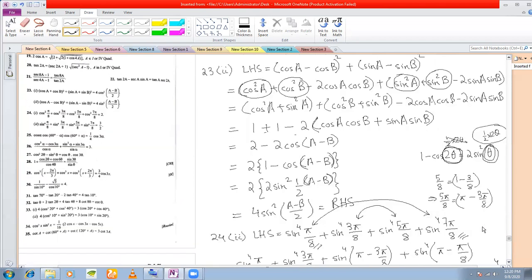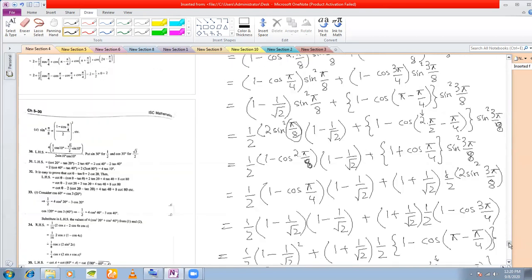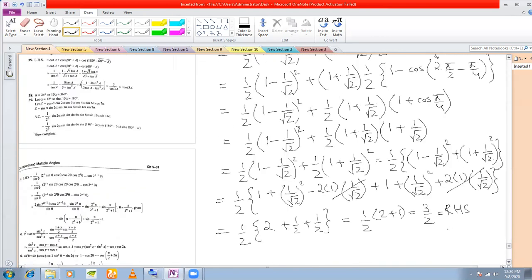Where is the question? Yes, you have to prove that this is equal to 3 by 2. That is what we have proved. This is equal to 3 by 2. Okay.